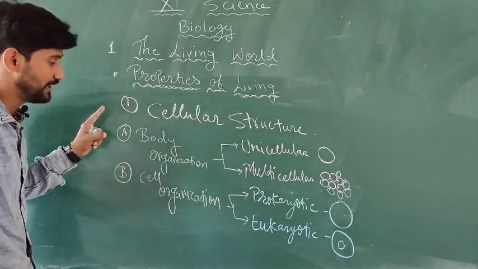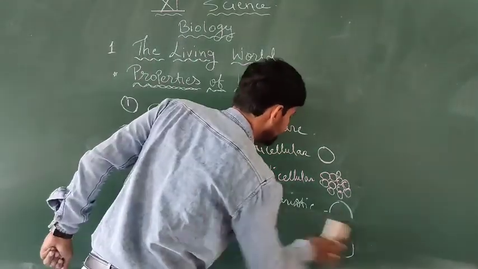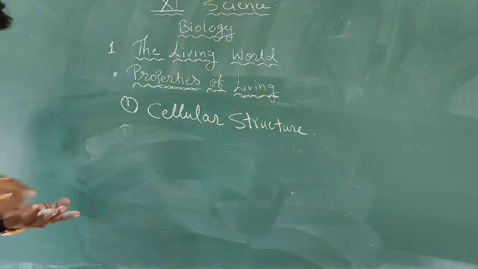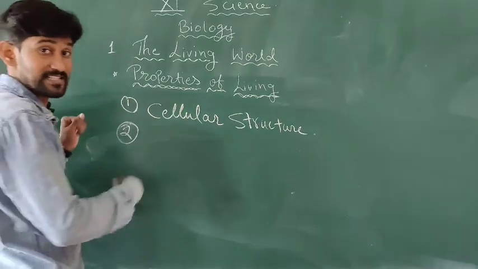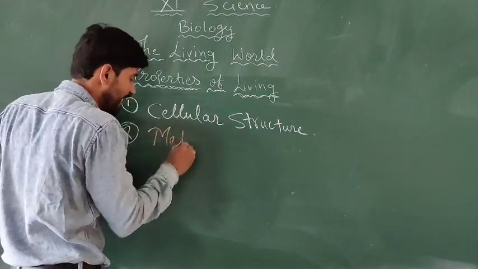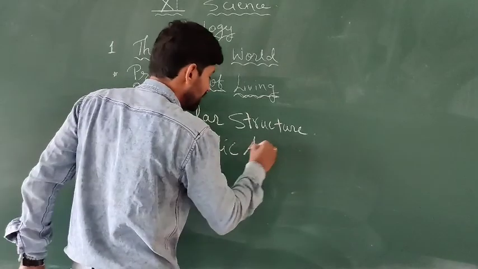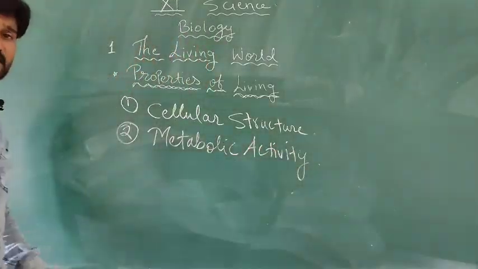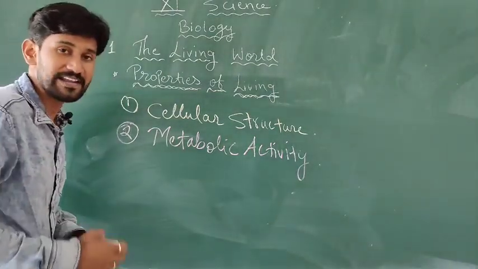Definitive property of living, which we have studied. Now I will discuss the second definitive property. So what is the second definitive property? The second definitive property, after cellular organization, is metabolic activity. Very good. So what is meant by metabolic activity? Metabolic activity means the sum of all reactions.